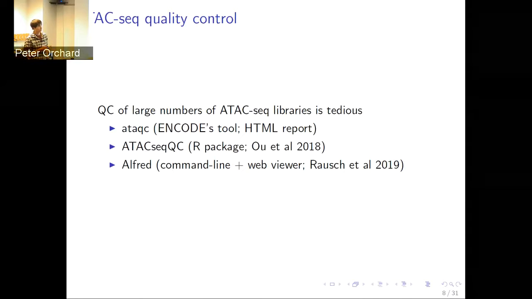There are a couple of other ones that are newer. There's at least one that is an R package, so you need to use R and you load in your data and you can produce some plots through that. The newest one that I'm aware of was just published this year. This is kind of the nicest of these three, in my opinion. It's just a command line tool. And then you can additionally load some of the output of that tool up into a web viewer. I've generally found it work pretty well.